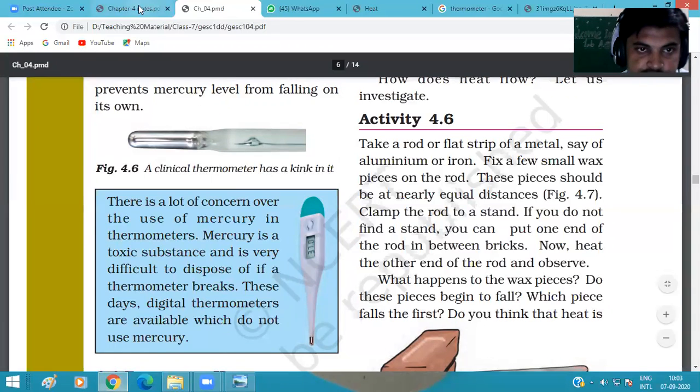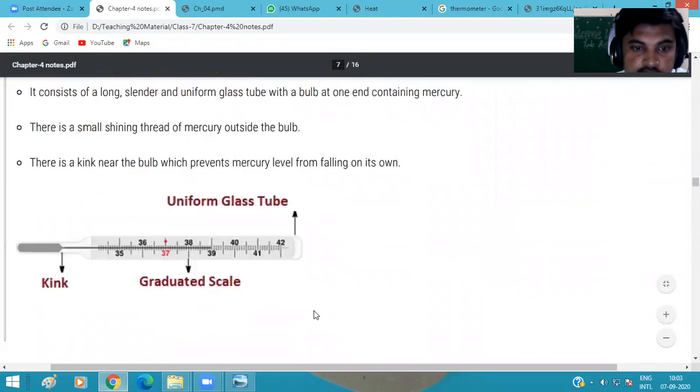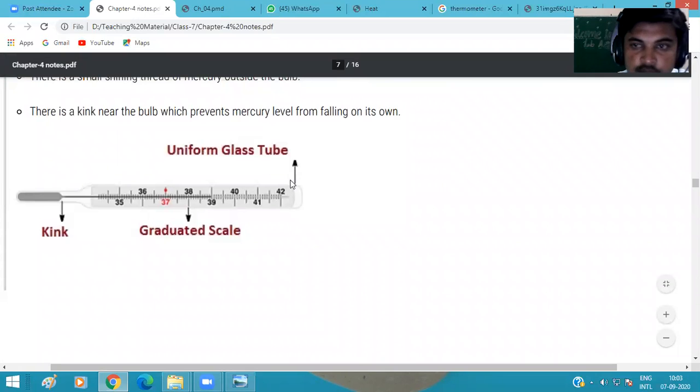Then here is the structure of the thermometer. In some thermometers, only the degree Celsius unit is present, like this. It is a structure, a uniform glass tube. It is a uniform glass tube. Here is a kink.